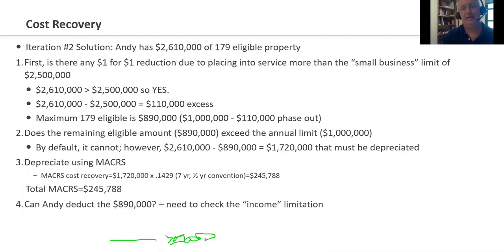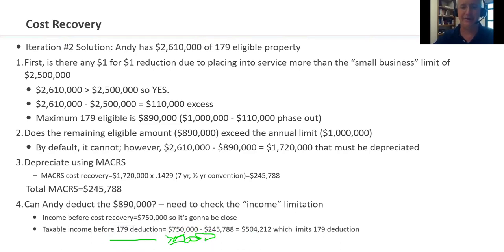Can Andy deduct the $890,000? Well, we need to check the income limitation. So recall, in this case, Andy's income before any cost recovery was $750,000. So it's going to be close. $750,000, then I get rid of depreciation, because I need income before all deductions but 179. That's $504,212. That's how much Section 179 Andy's going to be able to deduct in this case.